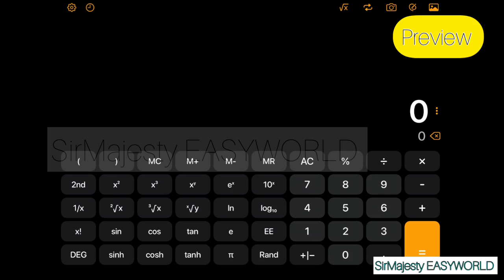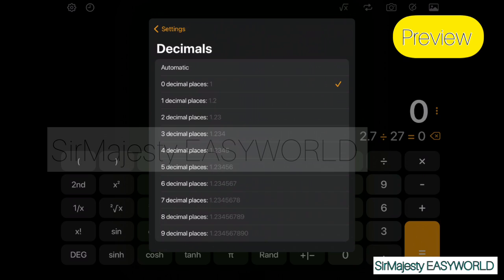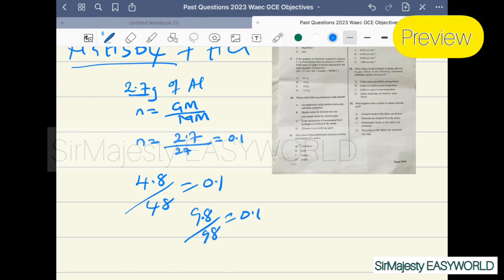We use this. 2.7, of course. 2.7 divided by 27 is giving us a 0. Okay, I have to set this. What do I go to? Oh, it's going to be decimal. You see, it's in 0 decimal places. Let's choose automatic. That will solve the problem for us. Okay, we go again. 2.7 divided by 27 is 0.1. As you can see, this is 0.1. So which means we go back to our solving board. Therefore, I am correct.